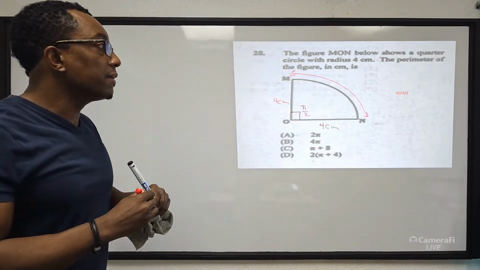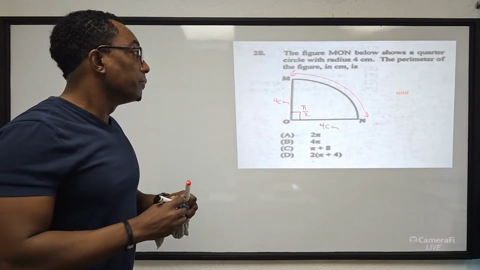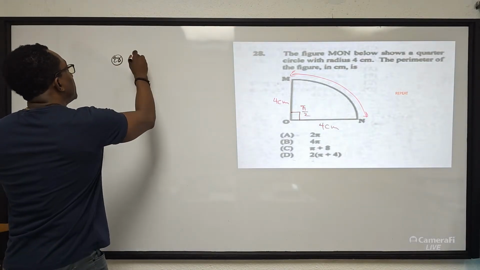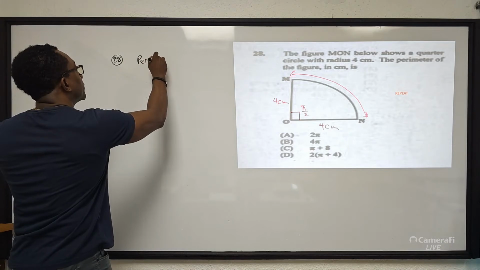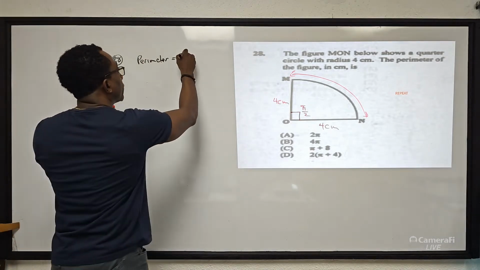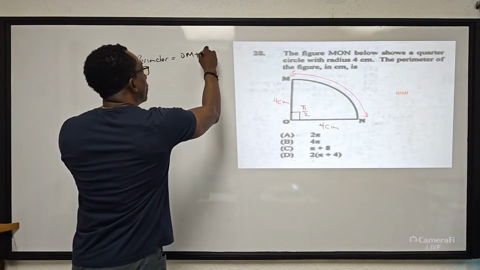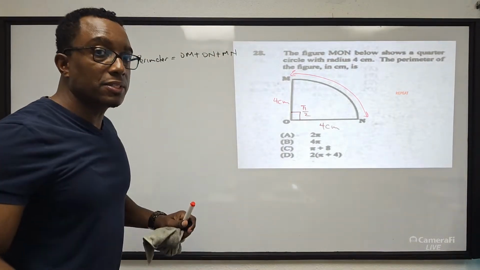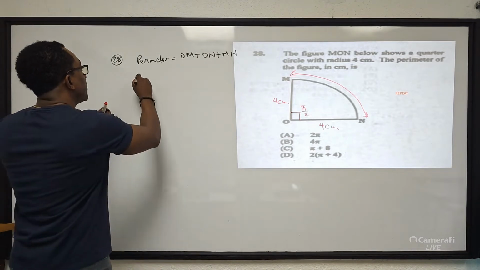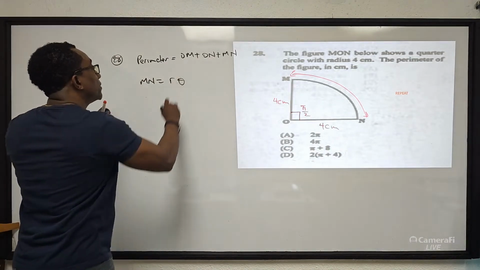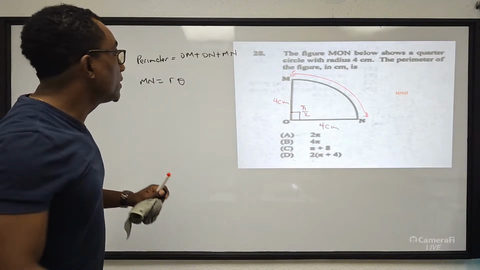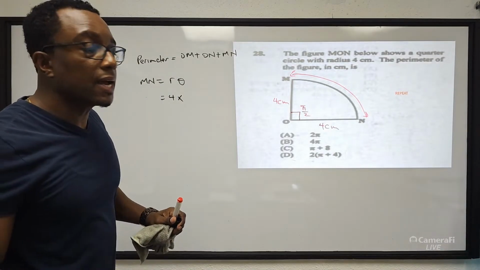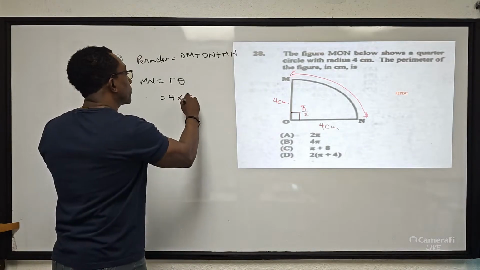So to find the length of arc, once the angle is in radians, first for question 28, we have to get the perimeter. You know it's going to be OM plus ON plus MN. MN represents the length of arc. So MN, the length of arc, is equal to r times theta. R is your radius, which is 4, times theta, which is the sector angle, pi over 2.